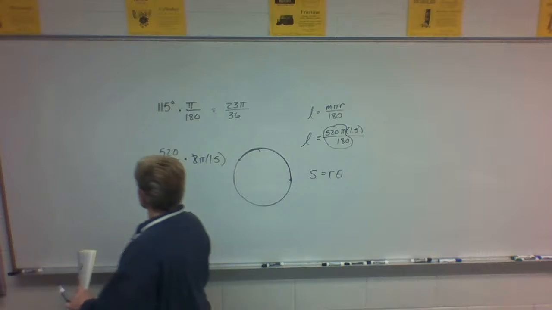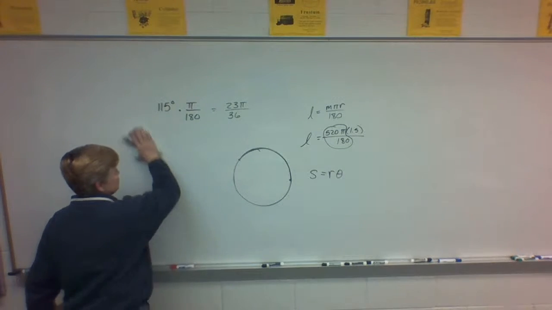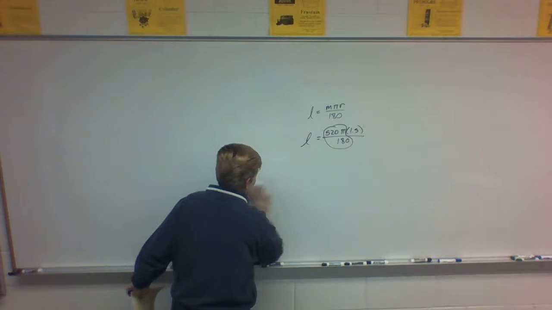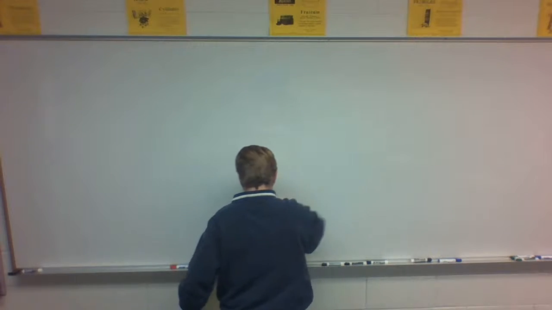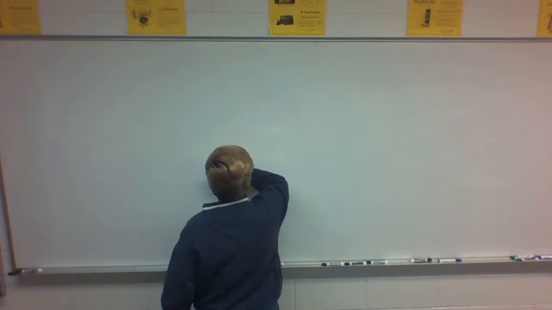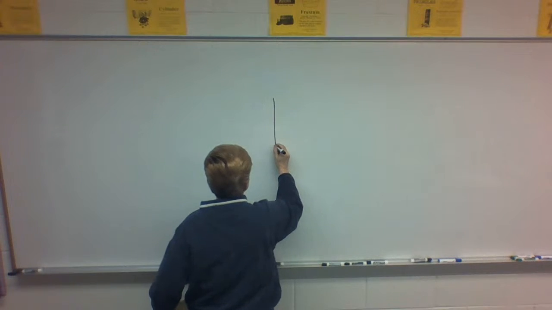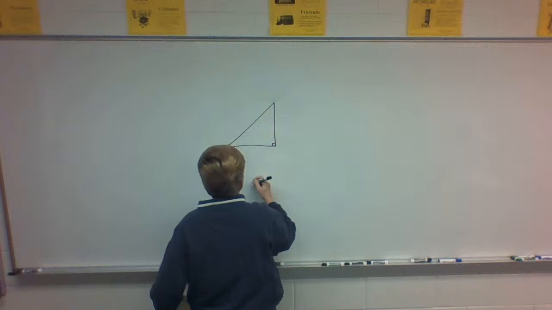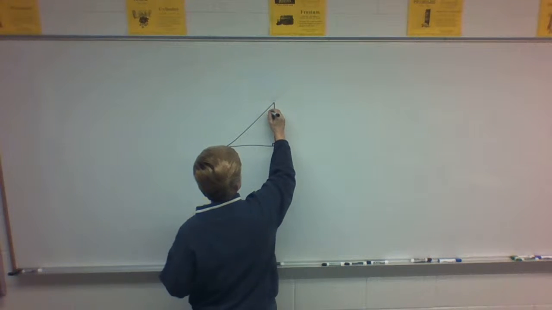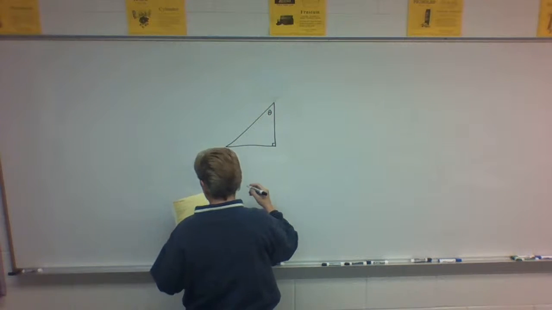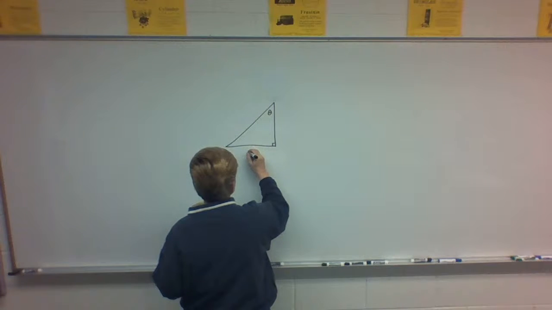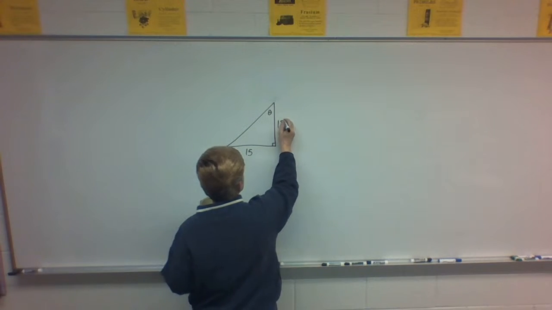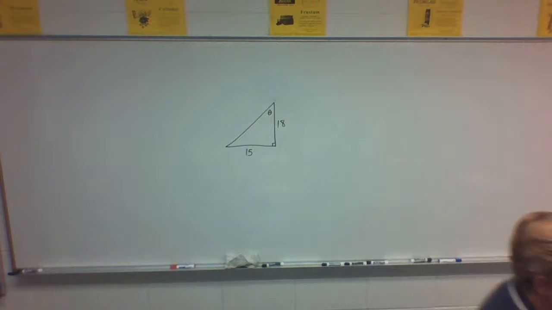So I'm going to erase this for the sake of people watching so they don't get too much on their screen. And so we'll give you a triangle, not necessarily on a unit circle or anything like that, just a right triangle like this. And they'll tell you, for example, that theta is here. And they will tell you the lengths of the legs. Let's say that this is 15 and this is 18. And it says, evaluate all 6 trig functions of the angle theta.